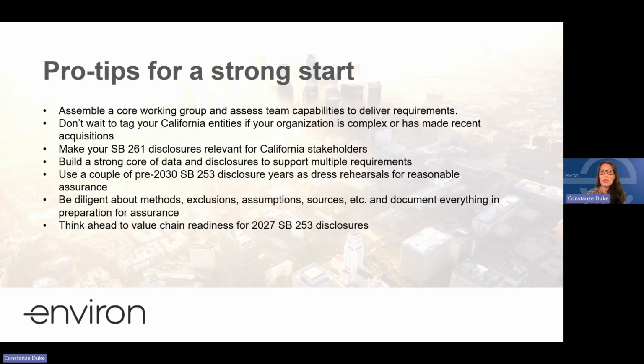For most wholly owned companies, identifying who's doing business in California is pretty straightforward. But for complex entities, including those with independent subsidiaries or partners, or companies that have recently been involved in mergers or acquisitions, an early due diligence effort can prevent non-compliance. So find out which companies or which entities you need to tag as doing business in California.